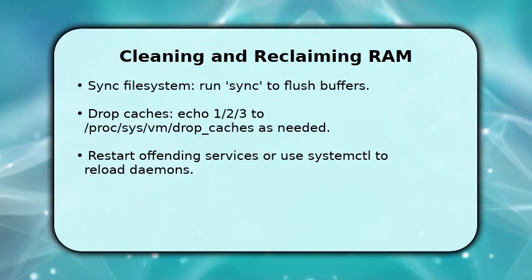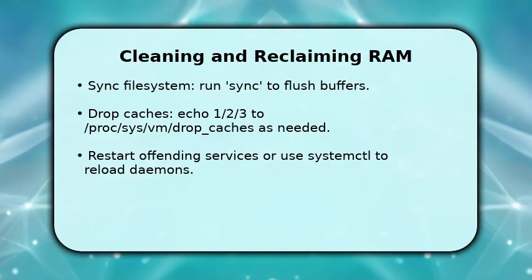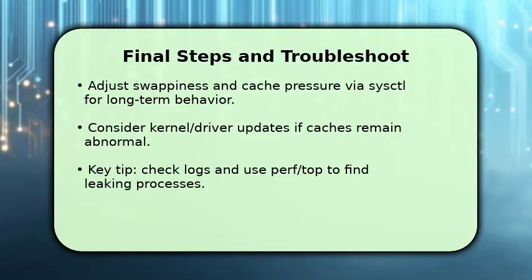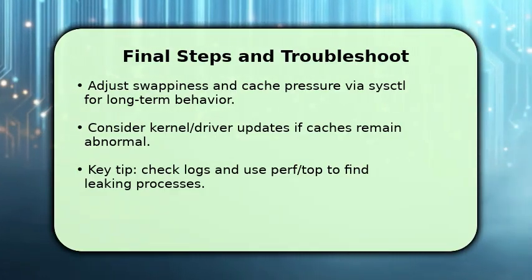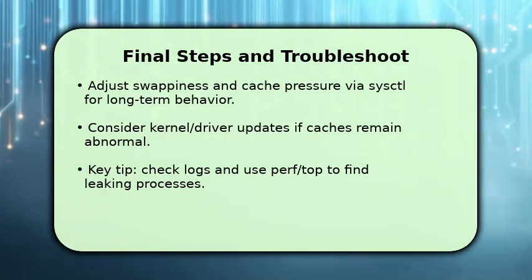You finish by tuning long-term parameters. Set vm.swappiness and vfs_cache_pressure to values that match your workload so the kernel favors RAM usage appropriately. Once tuned, consider updating kernel or drivers if caches still grow unexpectedly.